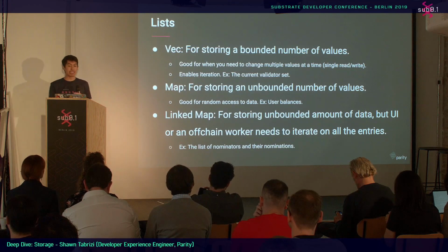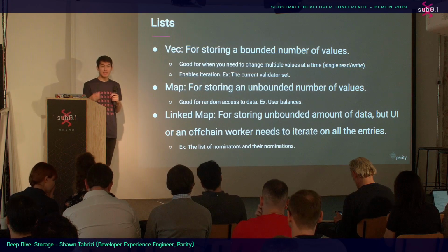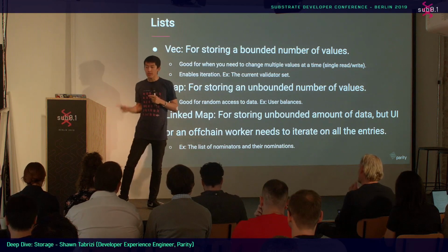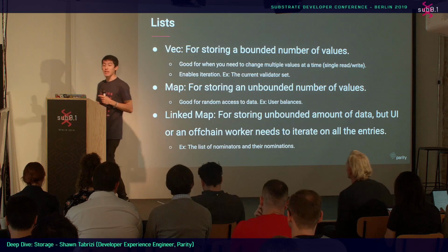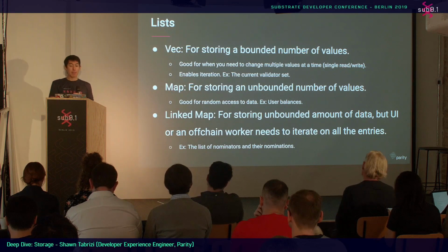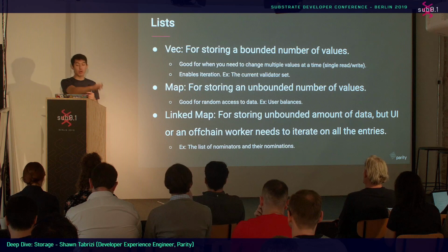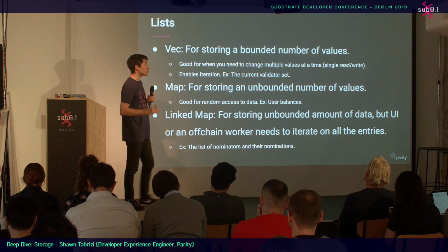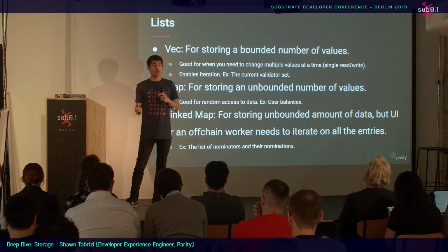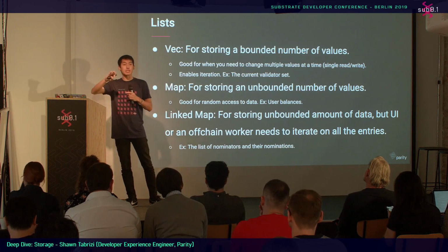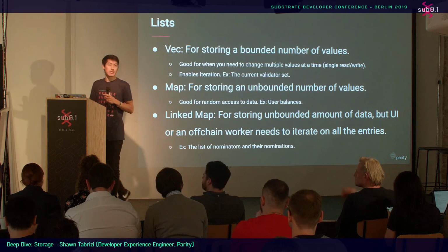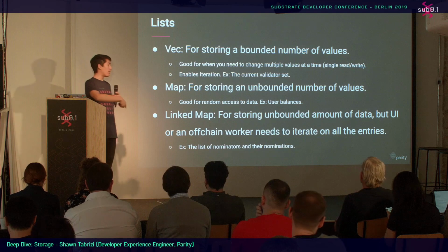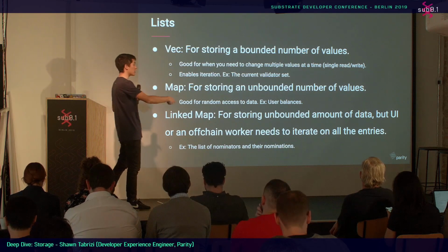Finally, we have this linked map. And linked map is honestly a trap. It's a thing that we provide to you, and you should be very careful how you use it. It really only makes sense to use a linked map if you're storing an unbounded amount of data, like a map, but your UI or off-chain worker needs to iterate on entries, not you. So again, what's really important in your runtime is that you're not iterating over unbounded data. You cannot create a weight function. You cannot create security around your runtime logic if it's unbounded and you have some kind of loop there. So really, this linked map is more of an implementation detail for this off-chain UI stuff.